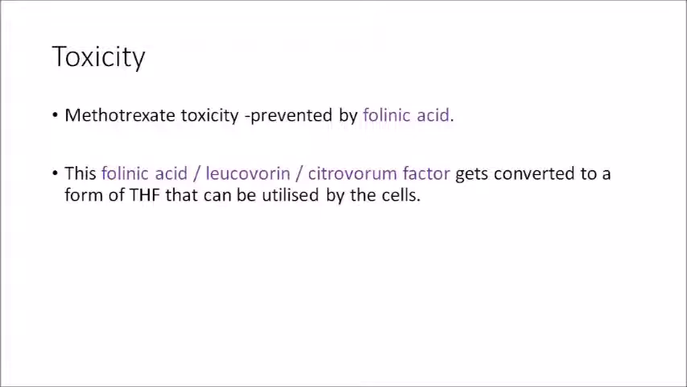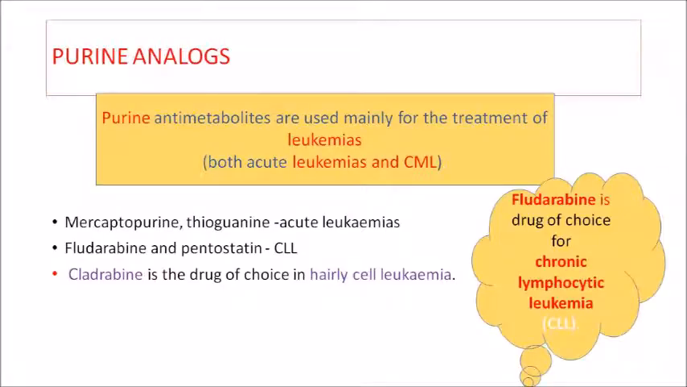This is also an important question. What happens in methotrexate toxicity? So methotrexate prevents the formation of tetrahydrofolate, right? So when methotrexate accumulates in the body, there is no tetrahydrofolate in our body. To reverse this toxicity, we have to give folinic acid or leucovorin or citrovorum factor. All these are the same: folinic acid or leucovorin or citrovorum factor. This inside our body gets converted to a form of THF, and this can be utilized by the cells. So methotrexate toxicity is treated using folinic acid. Important question.